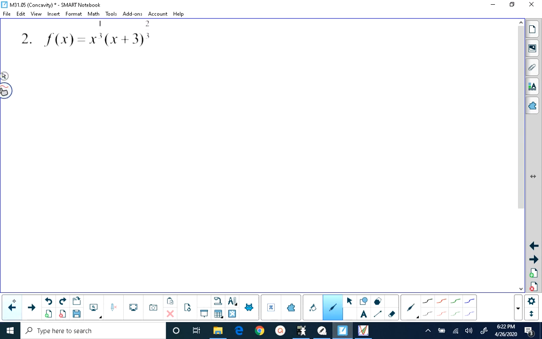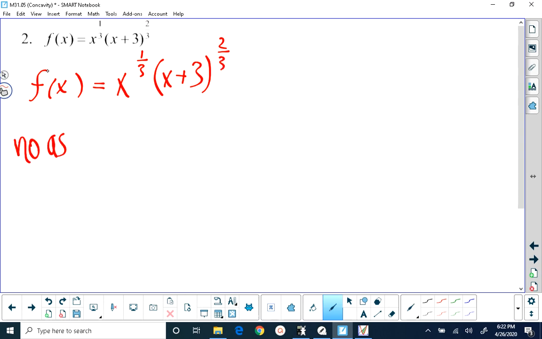So if we take a look at example 2, which is f of x equals x raised to the third, x plus 3 raised to the 2/3. I'm going to save us a bit of time here. There are no asymptotes. Asymptotes only exist with a rational function. In other words, there must be a denominator, and there isn't one.